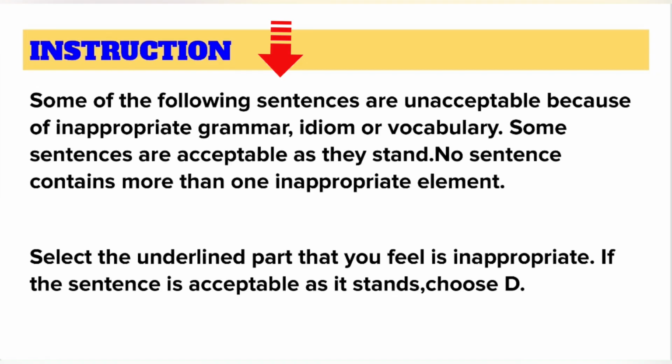Let us now look at how the instruction will appear on your paper. Some of the following sentences are unacceptable because of inappropriate grammar, idiom, or vocabulary. Some sentences are acceptable as they stand. No sentence contains more than one inappropriate element. Select the underlined part that you feel is inappropriate. If the sentence is acceptable as it stands, choose option D, meaning no error.